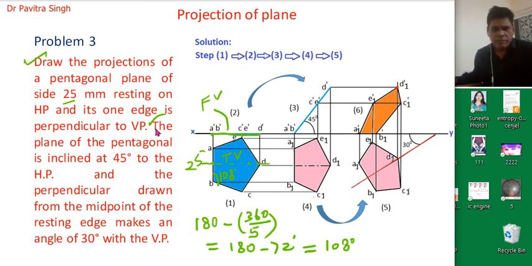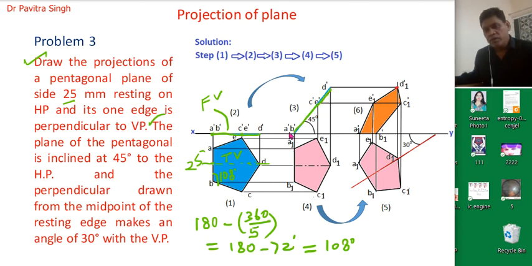Now we will follow the second condition. The plane of the pentagon is inclined at 45 degrees to the horizontal plane. So now we will incline this line A dash to D dash at an angle of 45 degrees. All the dimensions will be the same, only we need to tilt this line at an angle of 45 degrees. So we have redrawn this line at an angle of 45 degrees.